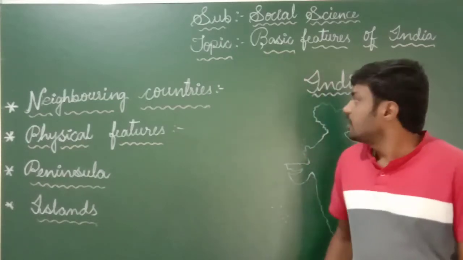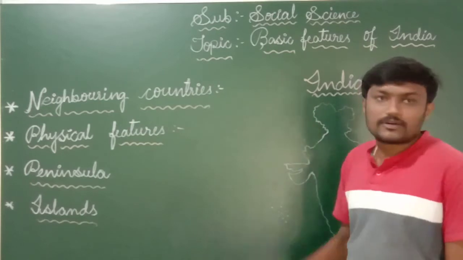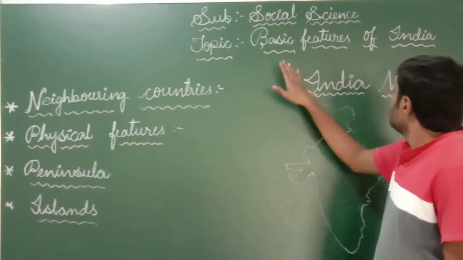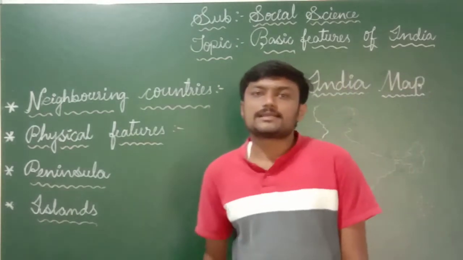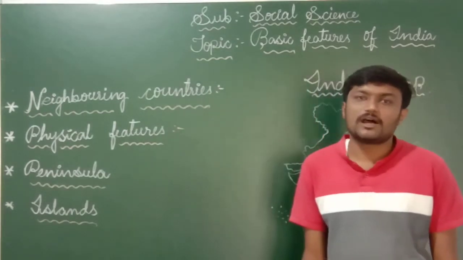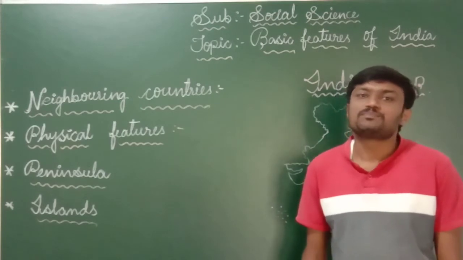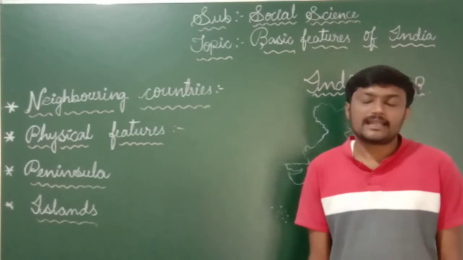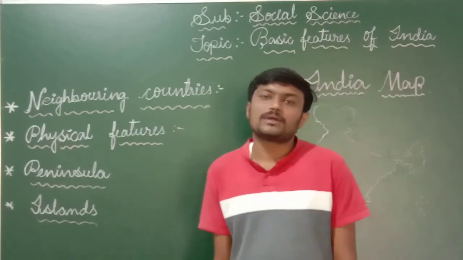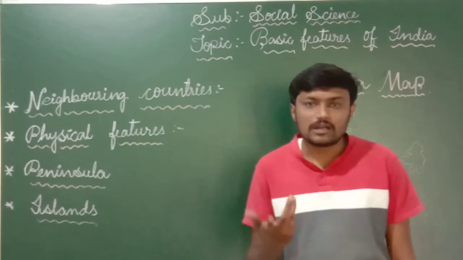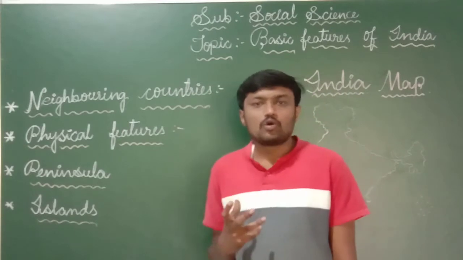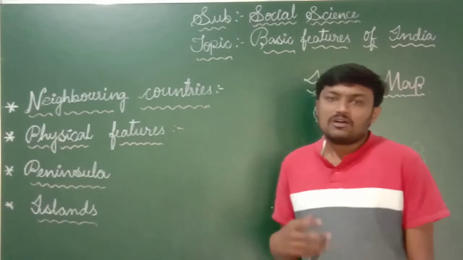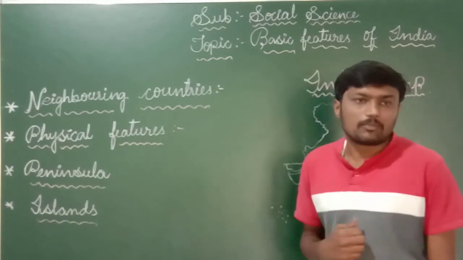Today we shall start the fourth lesson for grade 3, that is basic features of our India. In our last classes, in our previous topics, we have discussed the solar system, our planet Earth, and next we have discussed the instruments or tools which we use for our betterment of studies, that is globes and maps. Today we shall move on to the important topic.